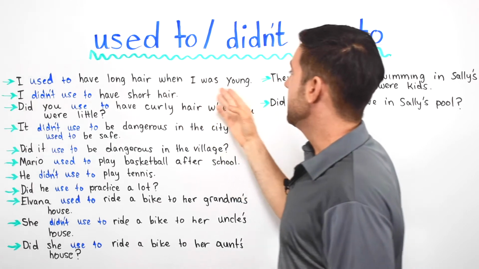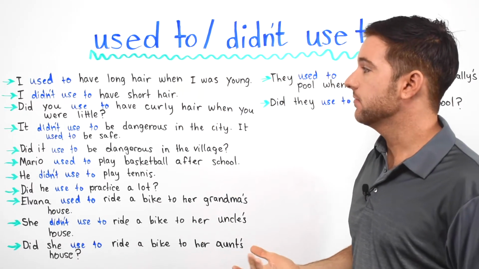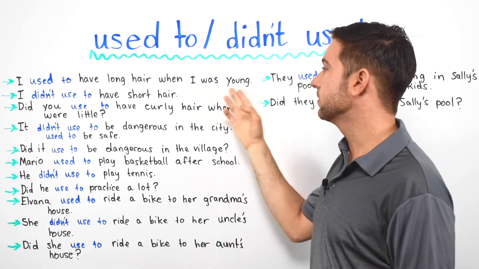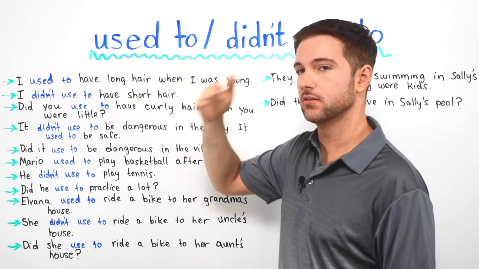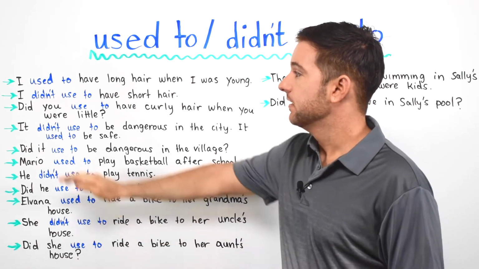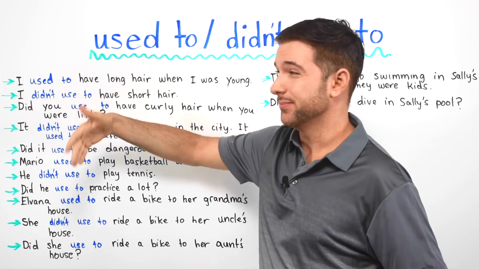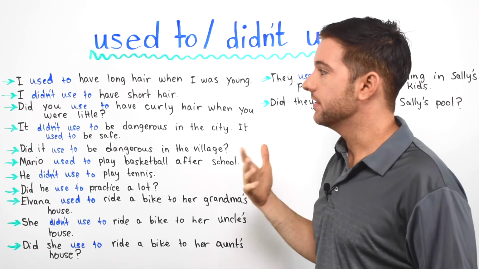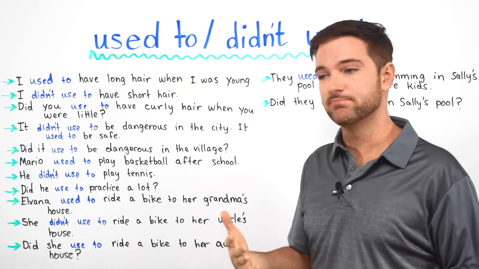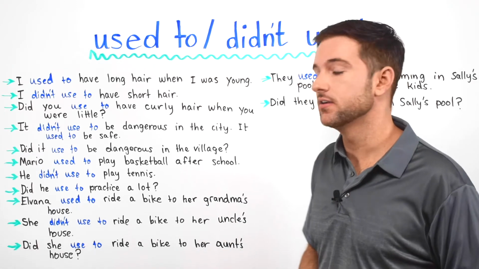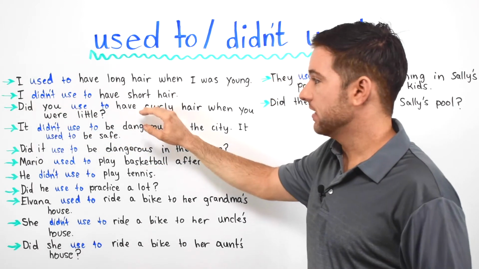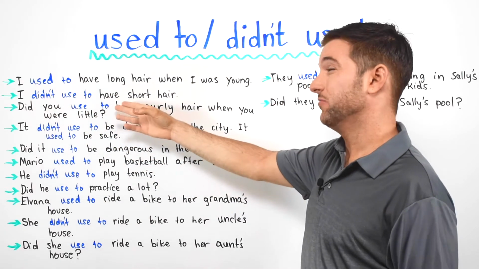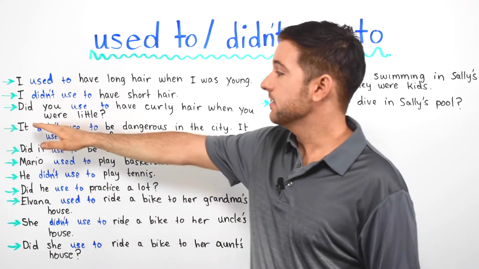I used to have long hair when I was young. So you're talking about something that you used to have consistently when you were young. In this case, you had long hair. Probably now you no longer have long hair. You probably have short hair, but I used to have long hair when I was young, meaning the whole time, consecutively, I had long hair. I didn't used to have short hair, stating another fact. Normally, your hair was always long. It wasn't really short.